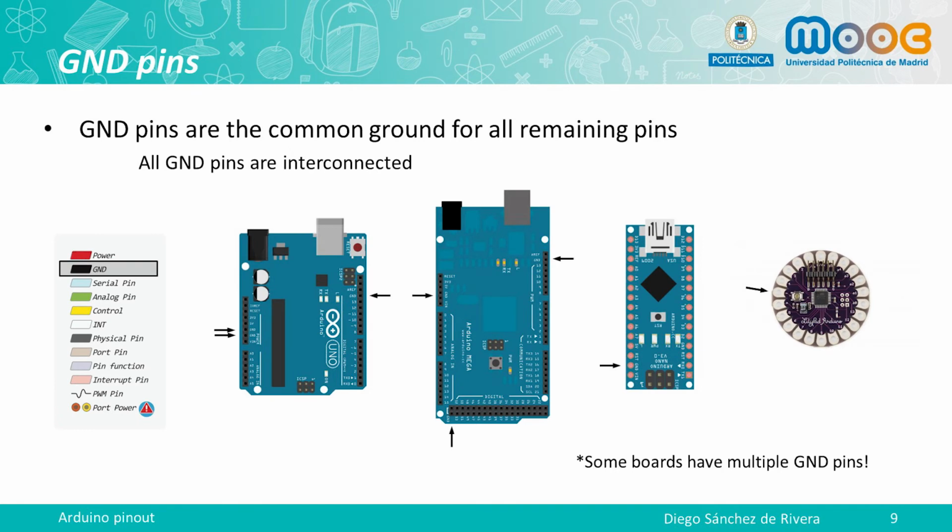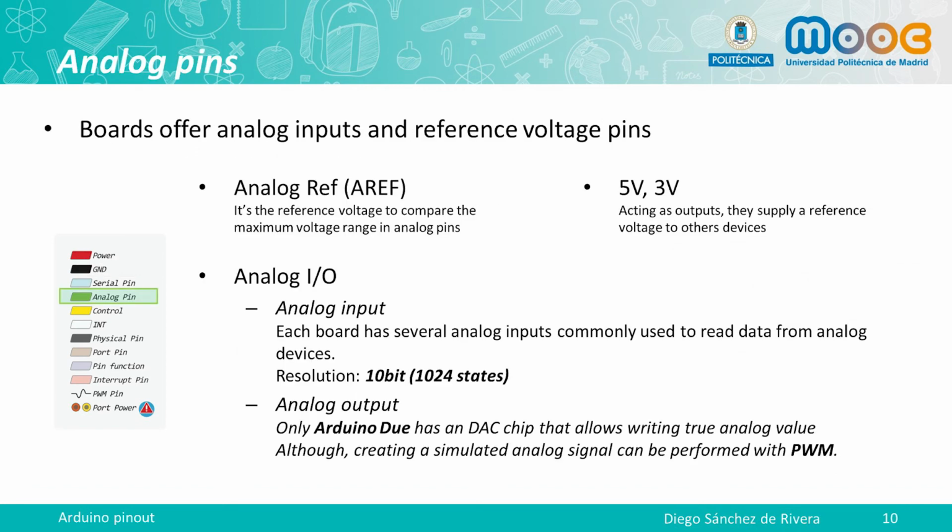GND pins are often placed in different positions. They are all interconnected and can be used to obtain a ground signal in our connections. Analog pins and reference voltage pins are used when an analog signal is used or required. Analog input pins are available to perform reads of analog signals. To generate analog signals in every board but the Arduino Due, it's necessary to use pulse width modulation.